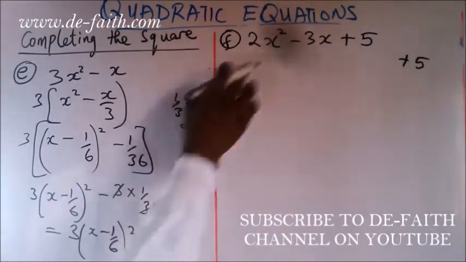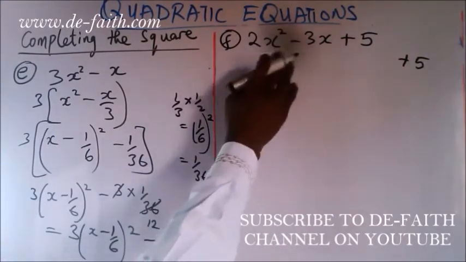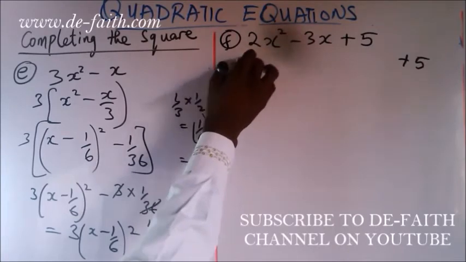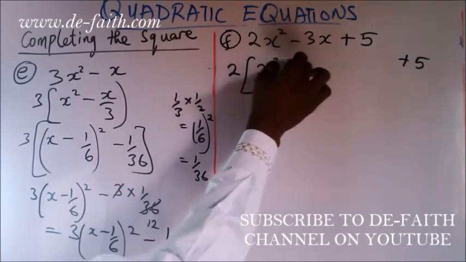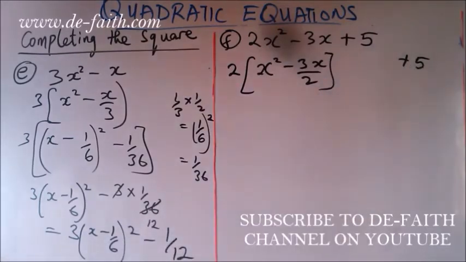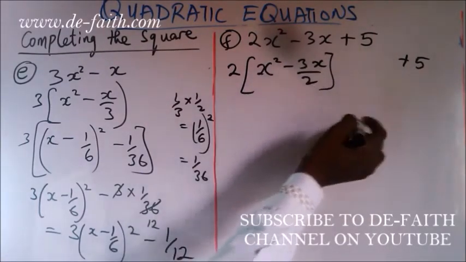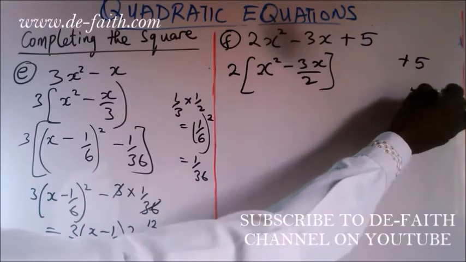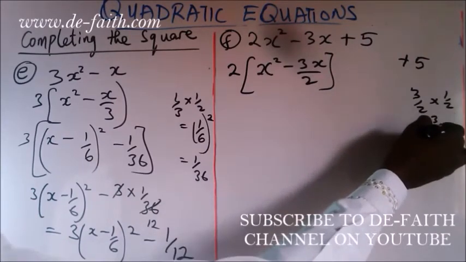And then you have this. So we'll divide this by 2, multiply by 2, just as we've done. So 2 into brackets x squared minus 3x and then 2. Don't forget that we still have our plus 5 over there. Then we'll have the half of this. So that will be 3 over 2 times 1 over 2. And that gives us 3 over 4.